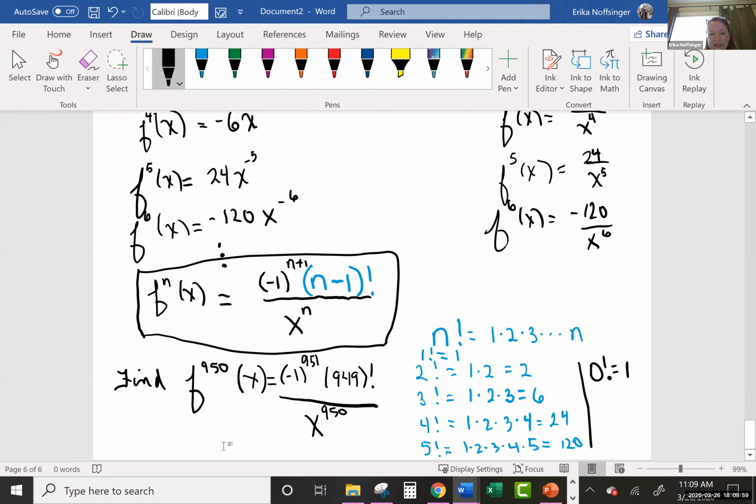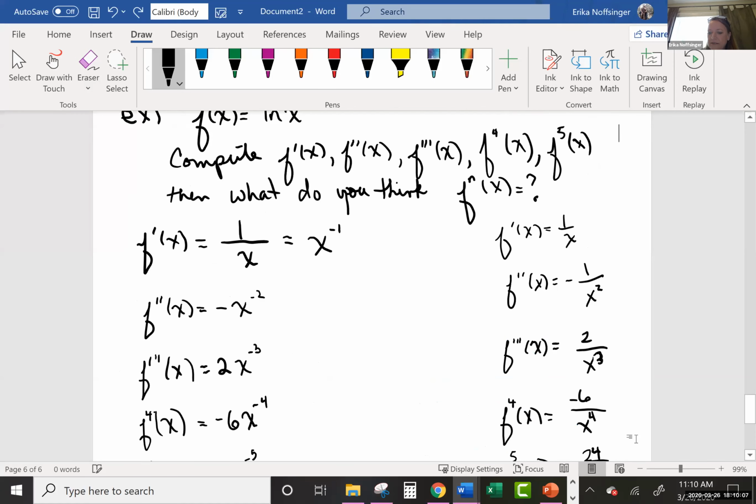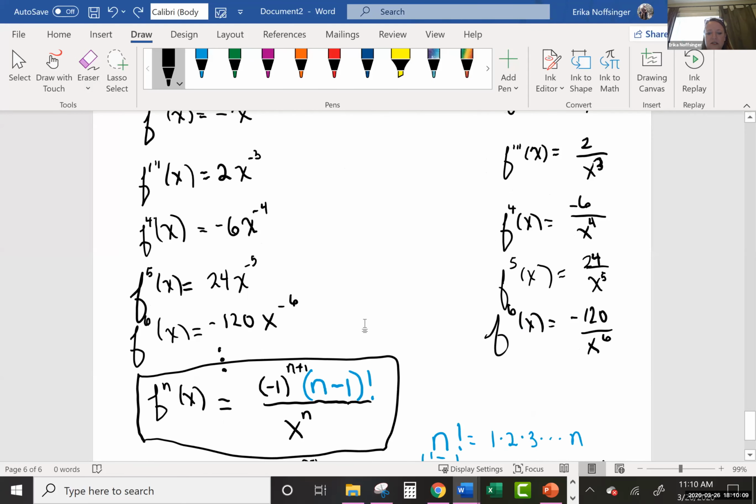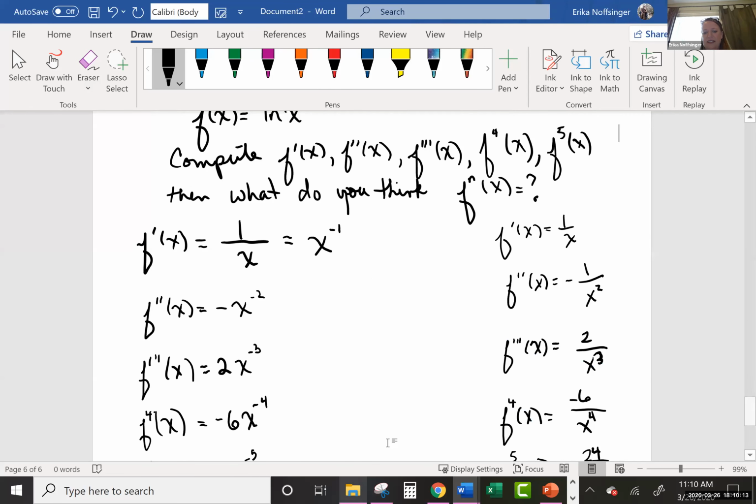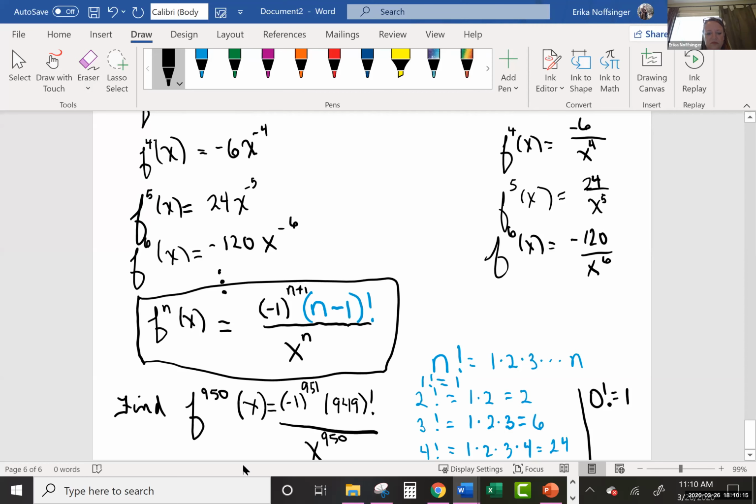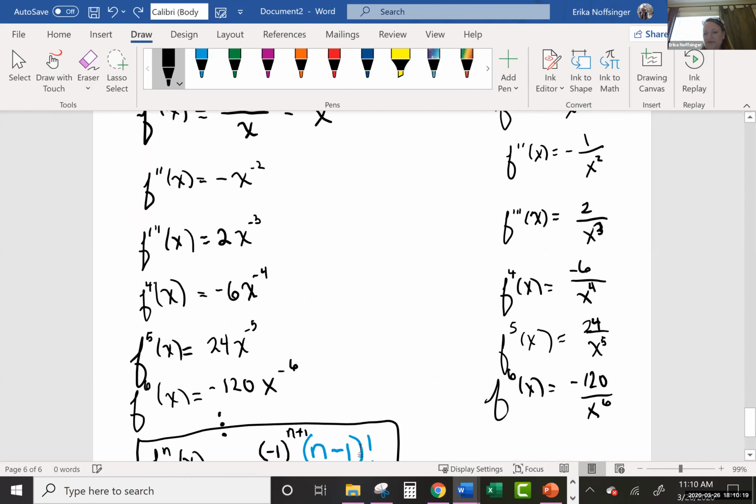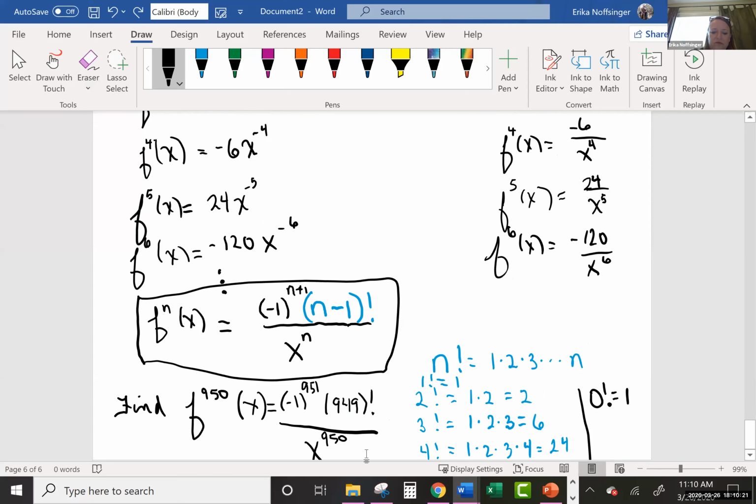I can clean it up a little bit. I know if I raise -1 to an odd power, that result's going to be negative. Okay, anyways, so this is negative. I'm just going to leave it like that.